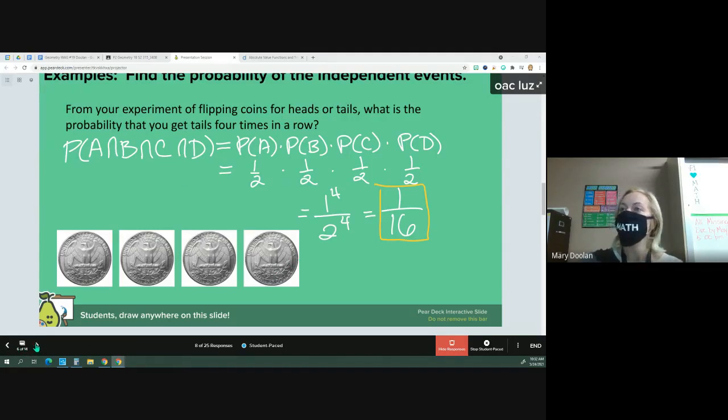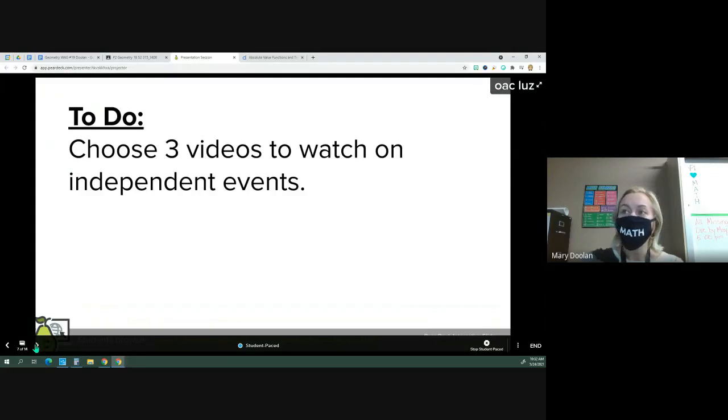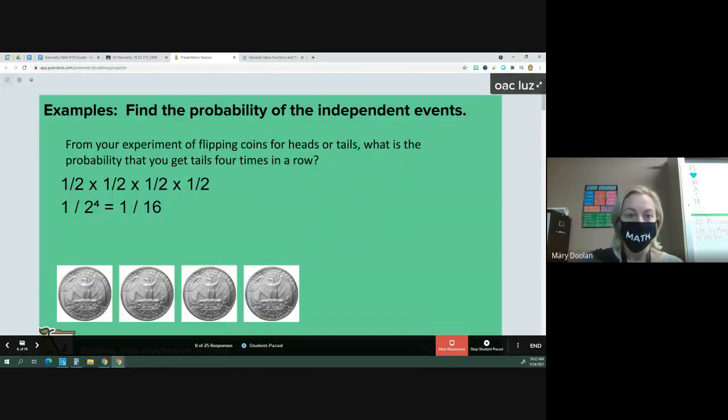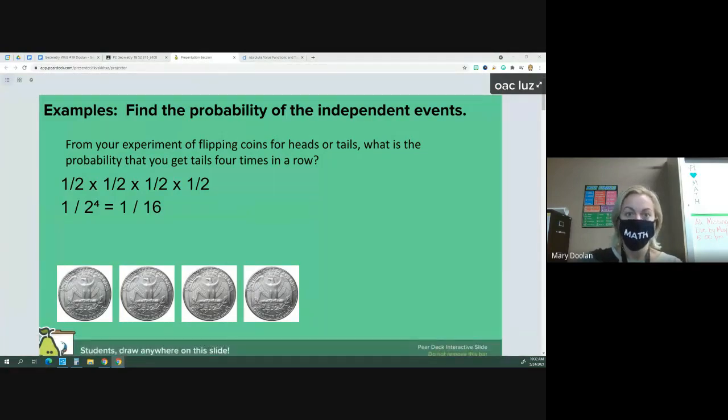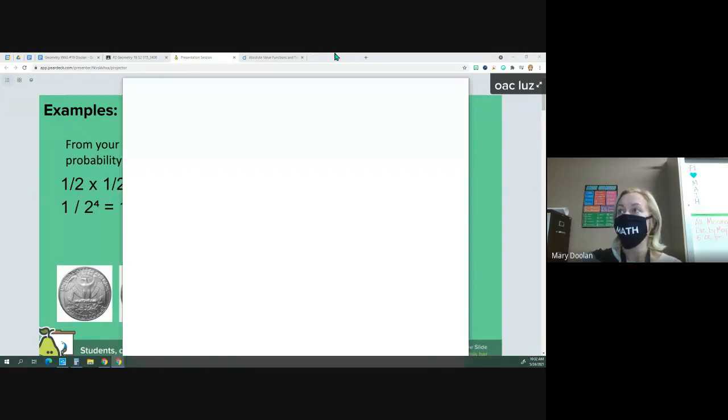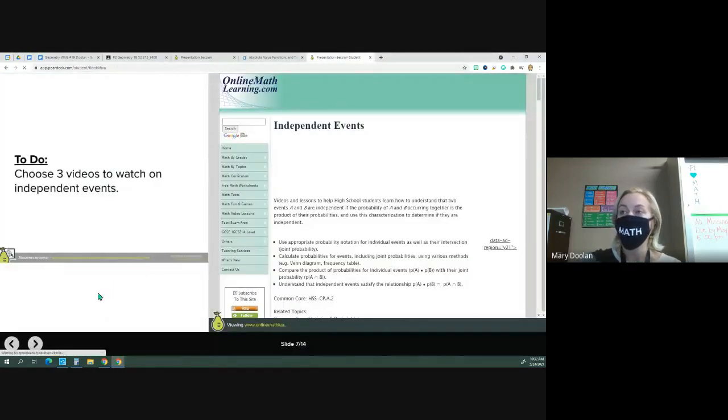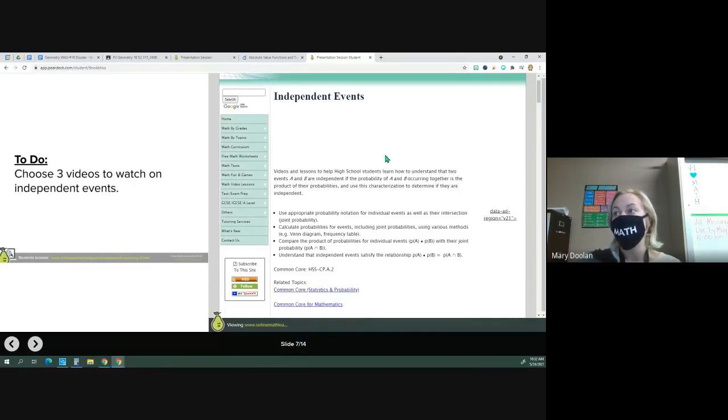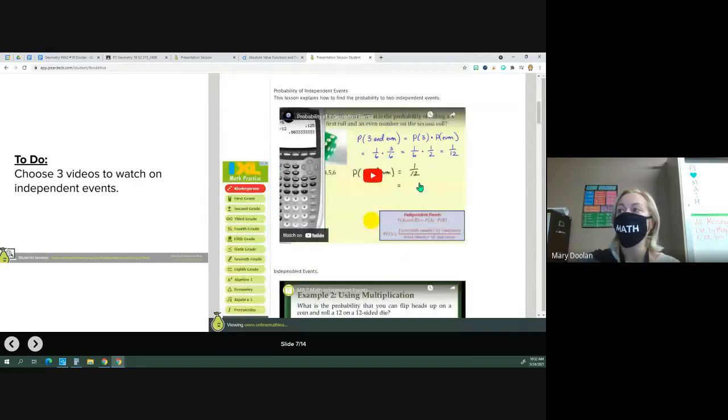the next slide you're going to go to says choose 3 videos to watch on independent events. And so let me show you what that looks like right here. Right, so this is your next slide, slide 7. And on the right-hand side, it's bringing up a website. Okay, and if you scroll through, there's many videos to choose from.